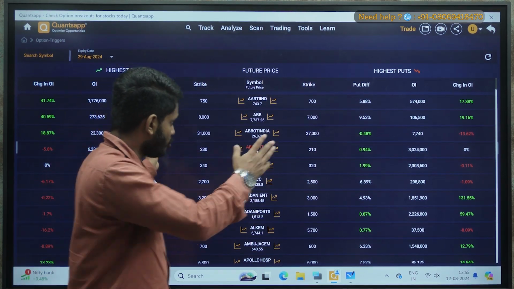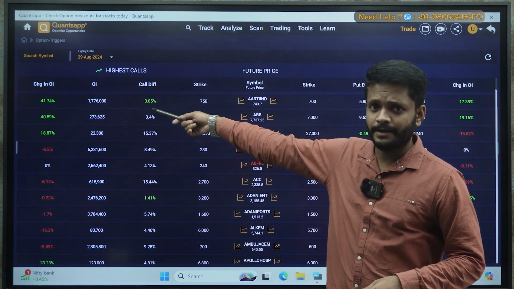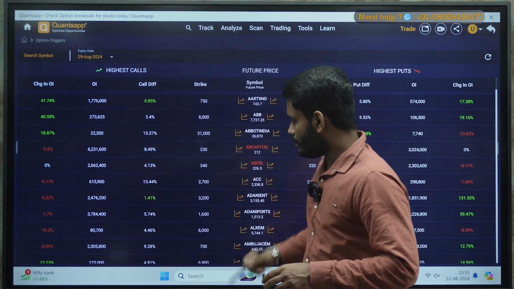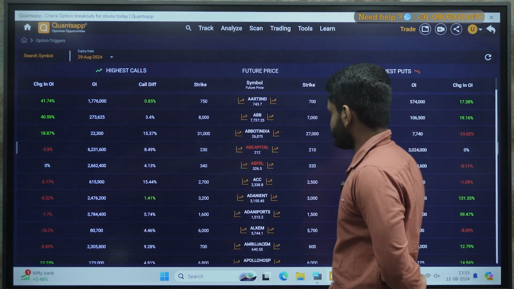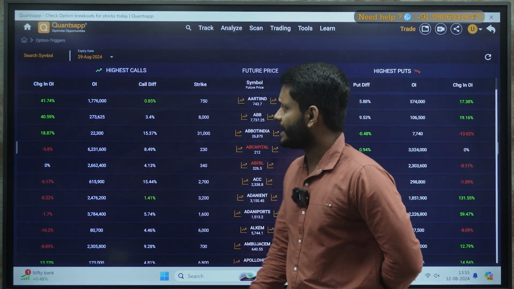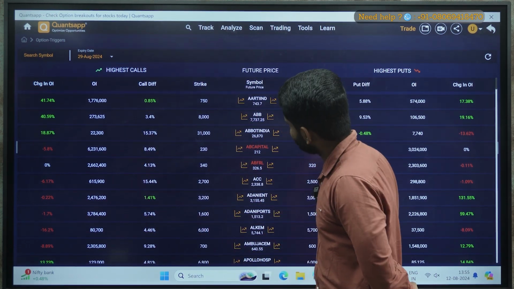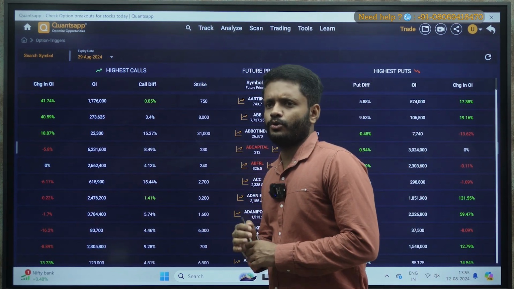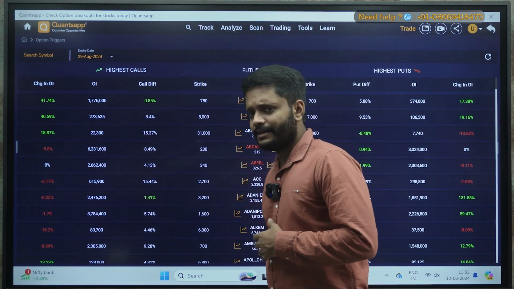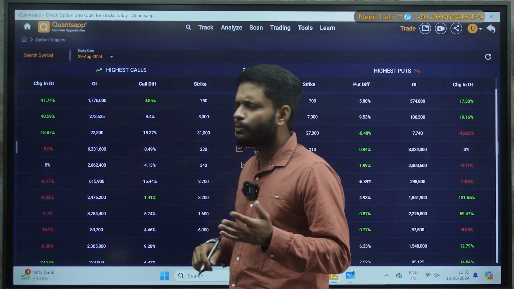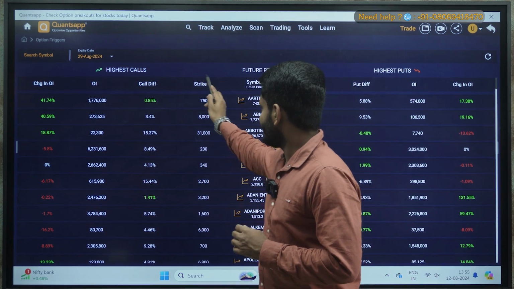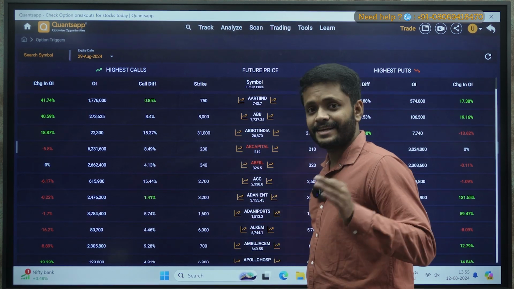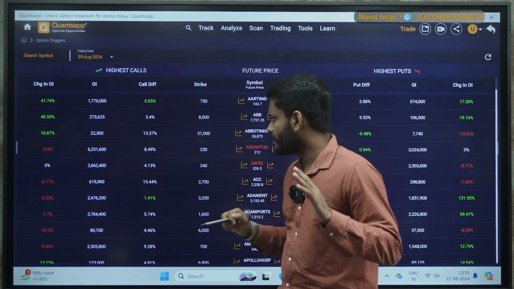Now, there are two sides, correct? One is the highest call side and one is the highest put side, correct? So what is this highest call side? This highest call side indicates a resistance level, and this highest put side, you can say, the support level. So we can call this the call writers, and this the put writers. If you see, a strike is mentioned over here on the left hand side. This is basically the resistance level, or you can say the call writers are active at these levels.